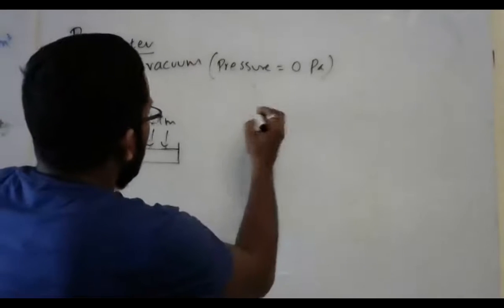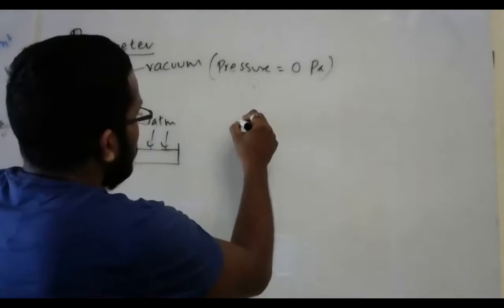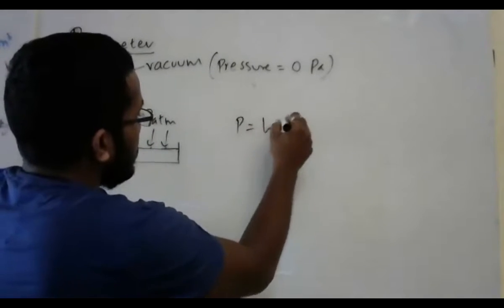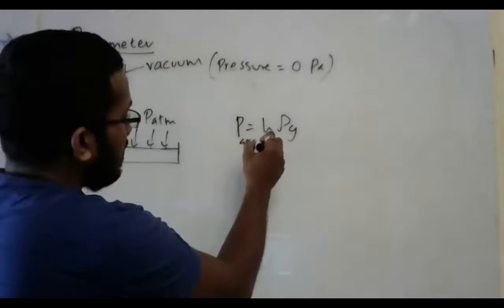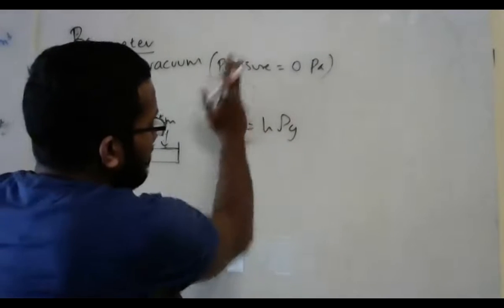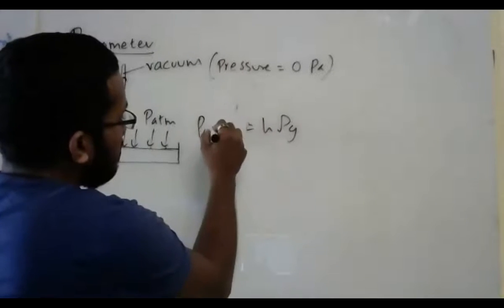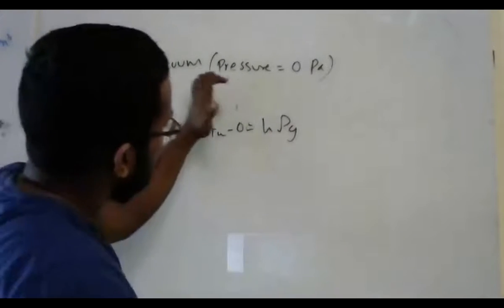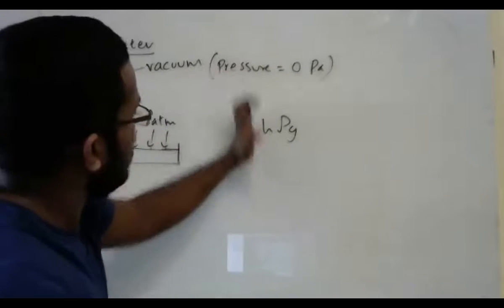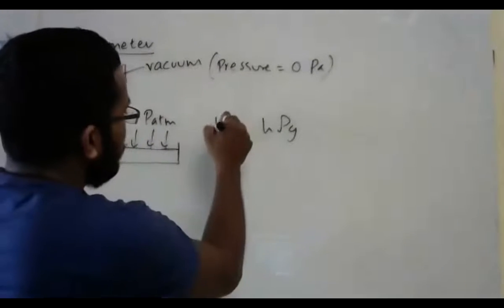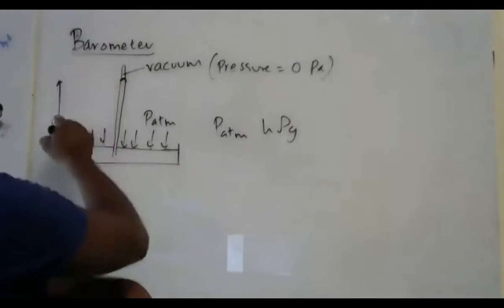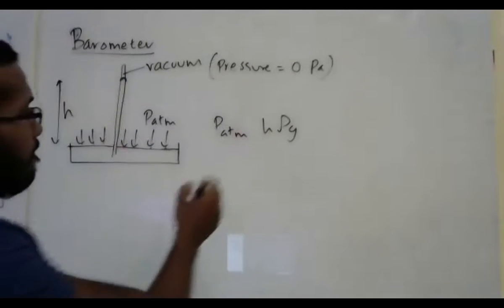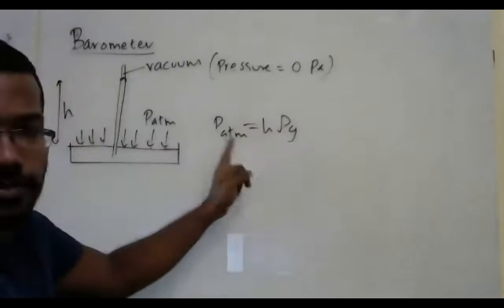So the pressure equals h rho g, and that is actually equal to the atmospheric pressure. Usually we say pressure difference. So in this case, it's atmospheric pressure minus 0, so actually it's just atmospheric pressure. So is that P atm? Yeah, pressure of the atmosphere.